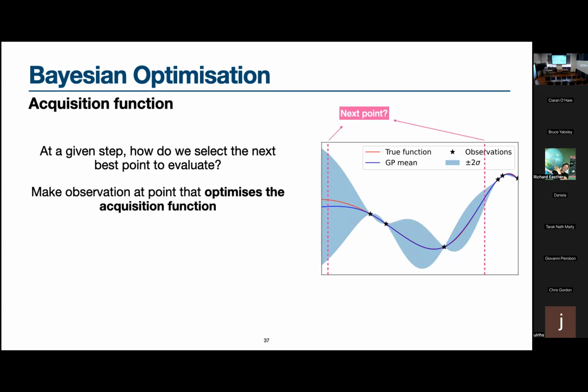Now, using this Gaussian process regression to model the shape of the function based on some training points, the next step is to decide where to evaluate the next point. And to do this, we make observations based on an acquisition function, the choice of which depends on what your goal is with the Bayesian optimization algorithm.